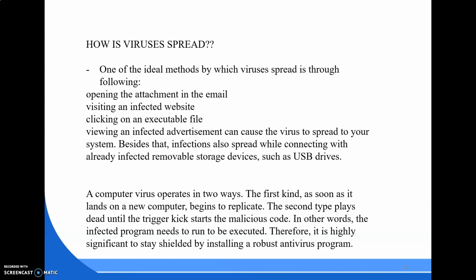A computer virus operates in two ways. The first kind, as soon as it lands on a new computer, begins to replicate. The second type plays dead until triggered to kickstart the malicious code. In other words, the infected program needs to run to be executed. Therefore, it is highly significant to stay shielded by installing a robust antivirus program.